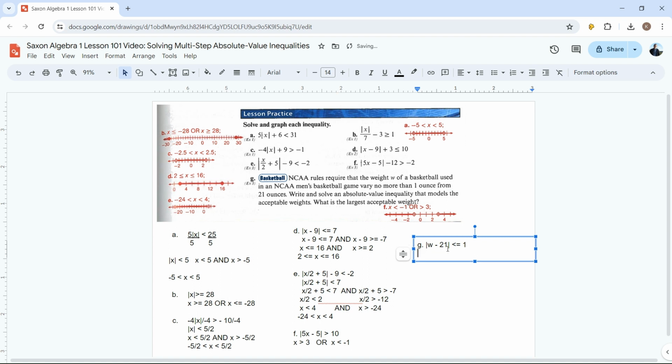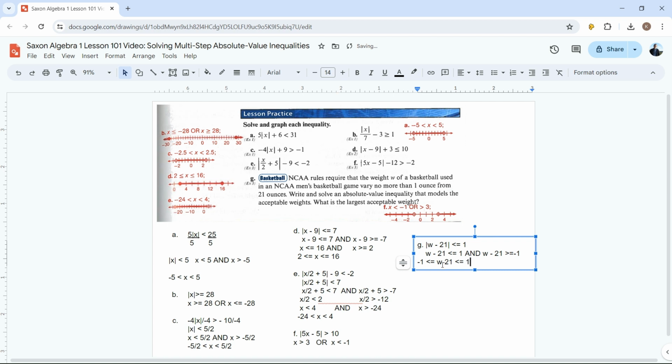And actually, I don't have very much to do here. Let's see, this is a less than. So I'm going to turn this into an and statement. W minus 21 is less than or equal to 1, and W minus 21 is greater than or equal to negative 1. Okay, I'm going to go ahead and put these together. Negative 1 is less than or equal to W minus 21, which is less than or equal to 1.